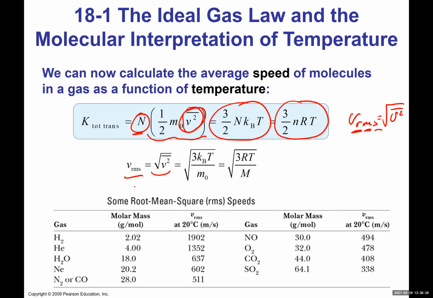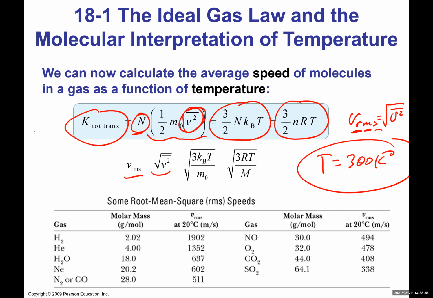We can write it in a slightly easier way of looking at the speed of different molecules and different atoms. One thing we can see is that how fast they're moving depends on the temperature. If you have a temperature of, let's say, 300 Kelvin, then every single atom has exactly the same kinetic energy.